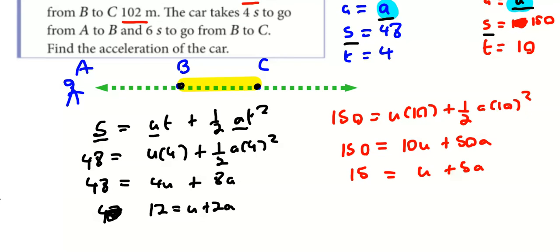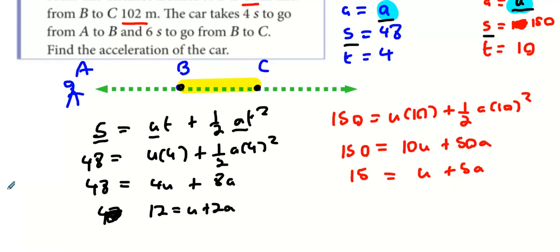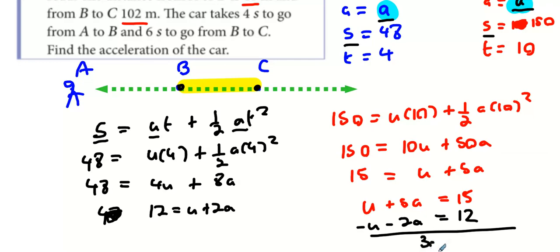I'm after the A value, not the U value, so what do you think? Just top one take away bottom one, is that okay? Red take away black. 3A equals 3. A equals 1 meter per second squared.